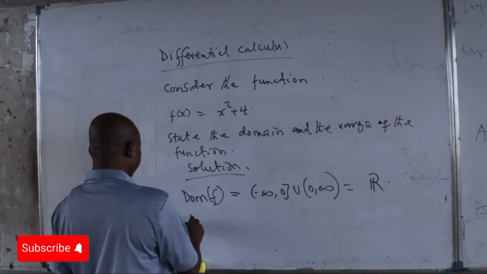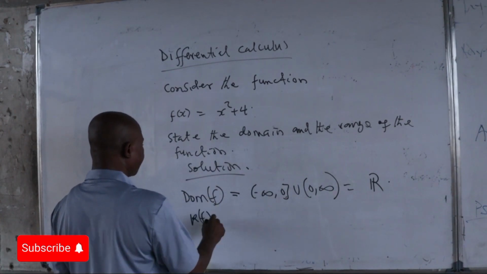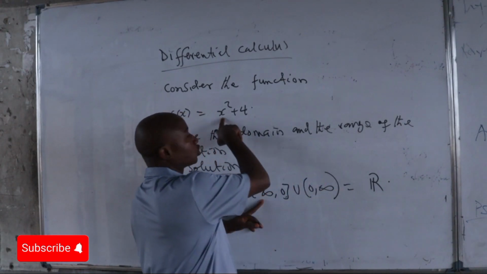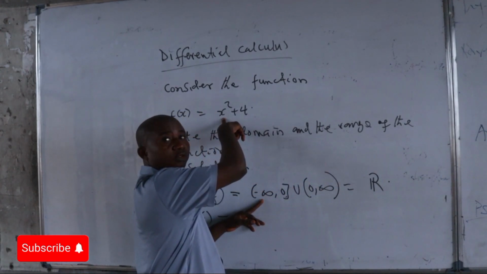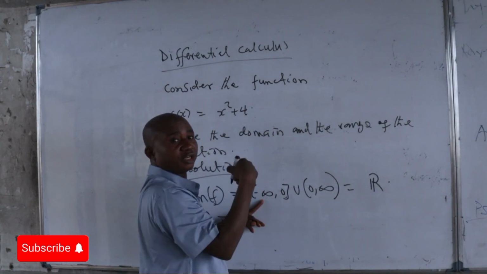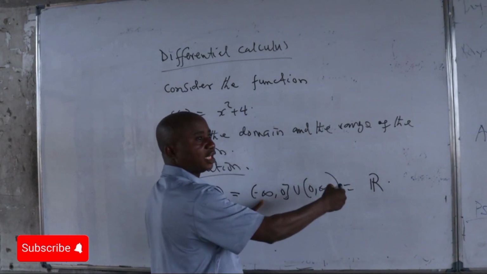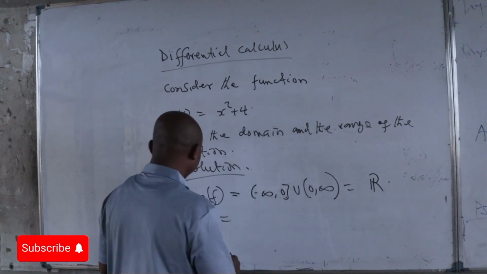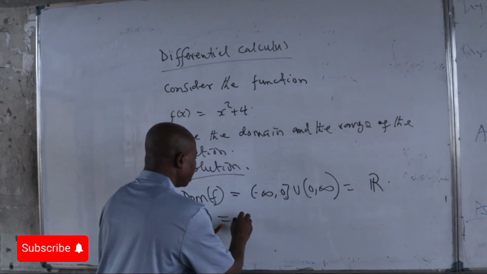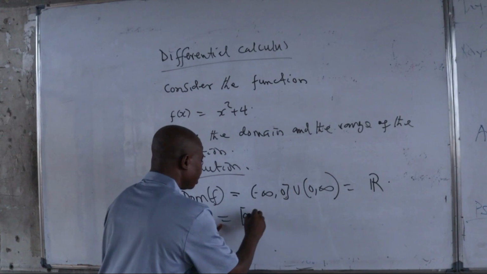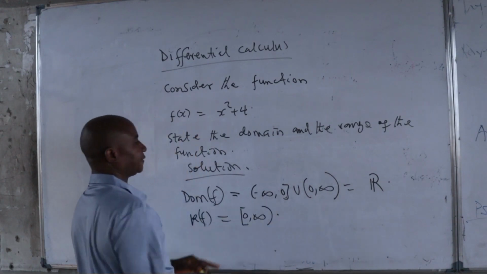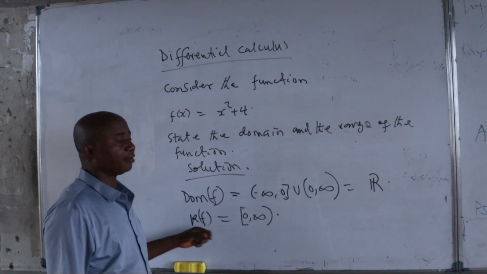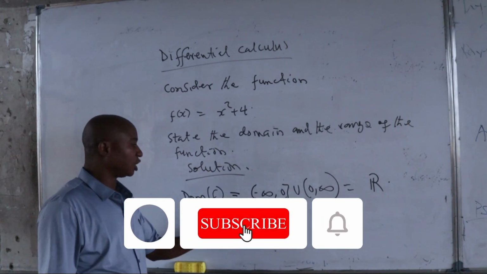Again, to find the range of f, if you take any real number here, when you square it, what you get is bigger than or equal to 0. Any number that is bigger than or equal to 0, you also add 4 and get a number bigger than or equal to 4. So accordingly, the range of this function is the interval 0 to plus infinity. So the domain of this function is the whole of R, and the range is 0 to plus infinity.